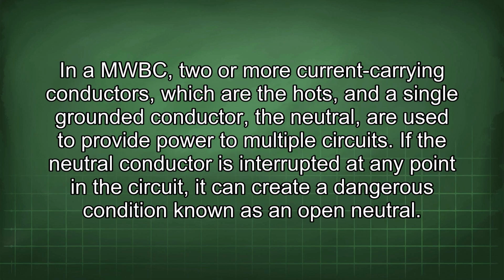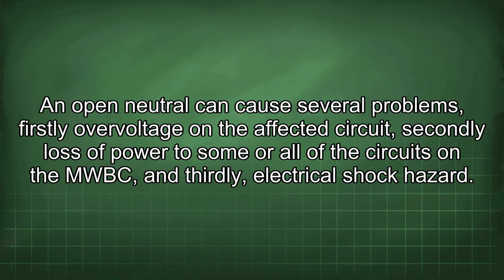In a MWBC, two or more current carrying conductors, which are the hots, and a single grounded conductor, the neutral, are used to provide power to multiple circuits. If the neutral conductor is interrupted at any point in the circuit, it can create a dangerous condition known as an open neutral. An open neutral can cause several problems. Firstly, overvoltage on the affected circuit. Secondly, loss of power to some or all of the circuits on the MWBC. And thirdly, electrical shock hazard.